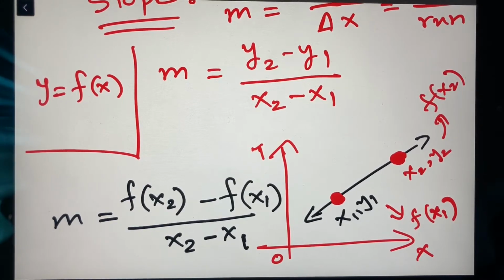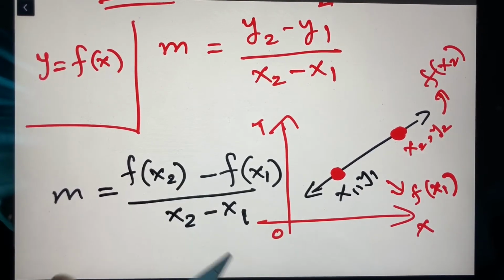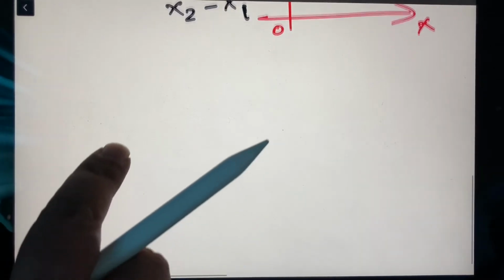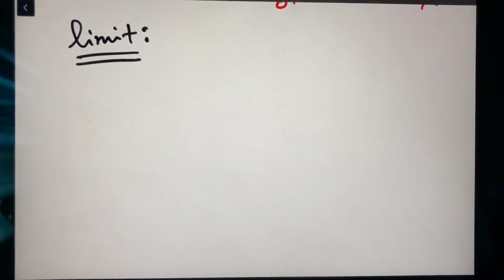All right, let's take a look at the second concept. Okay, so we are done with slope, change of y over change of x. This is our slope formula. The next concept is limit. Okay, so what is limit? I will try my best to explain.